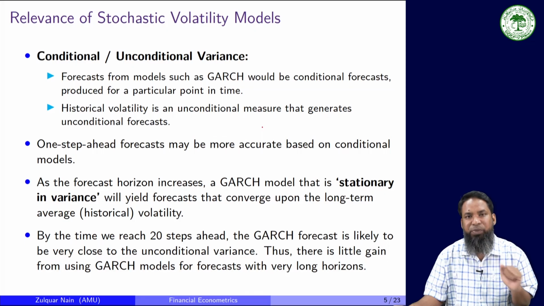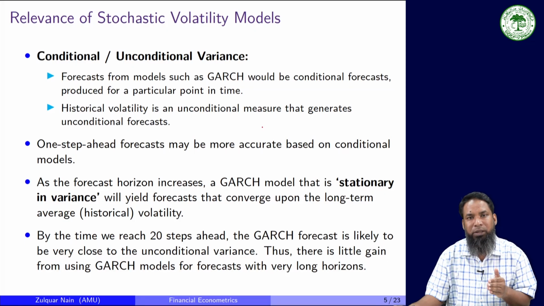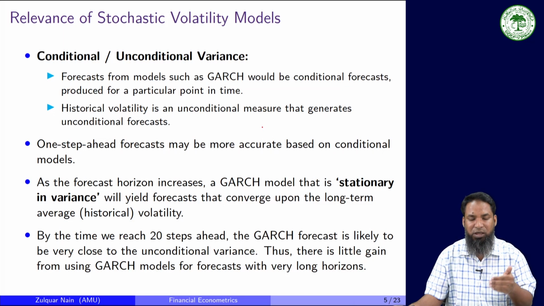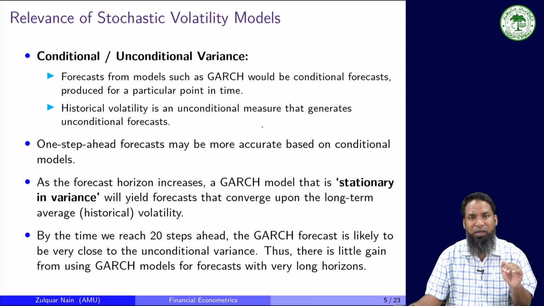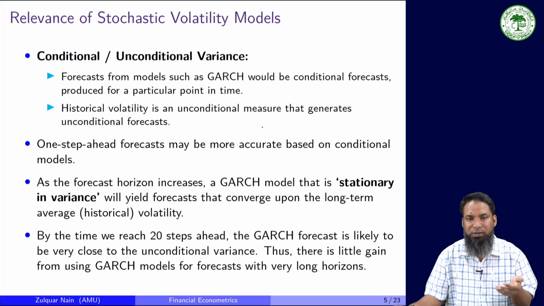Another aspect we can look at is the conditional and unconditional variance. So what is the conditional variance? For example, with models such as GARCH, basically we are forecasting a conditional variance upon the information available up to time t. However, these historical volatility models basically give us a forecast of unconditional measures, and that generates an unconditional forecast.